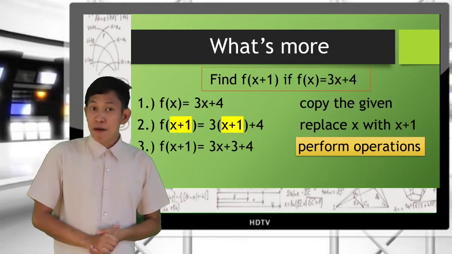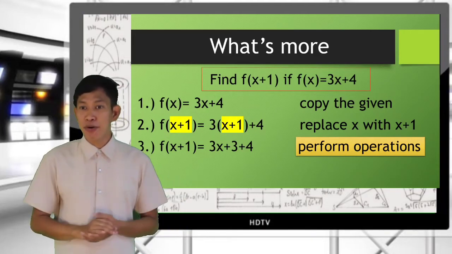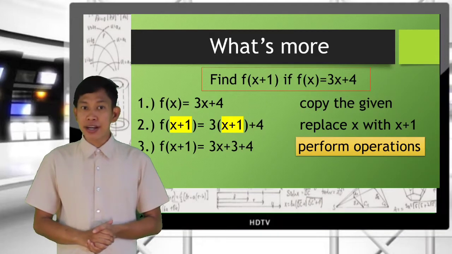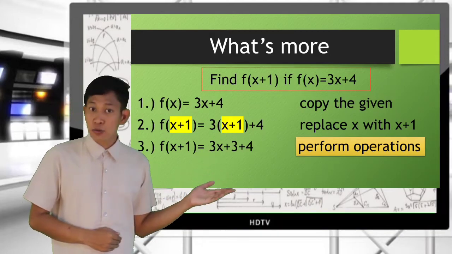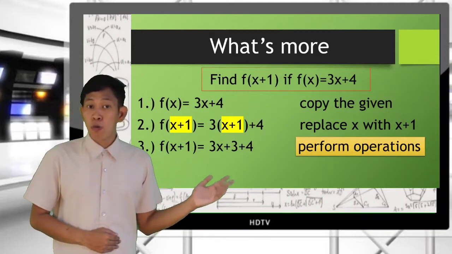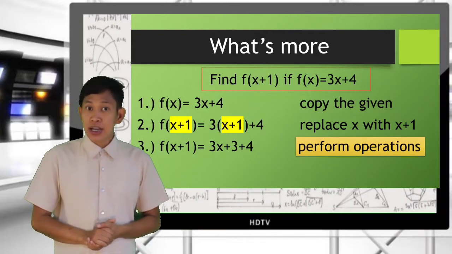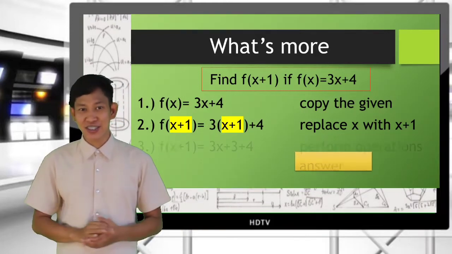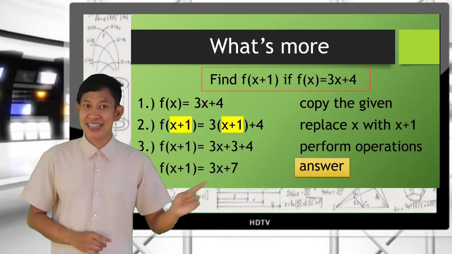And lastly, perform the remaining operations and write the answer. So we have now here 3x plus 3 plus 4, which is equivalent to 3x plus 7. Congratulations! Job well done!